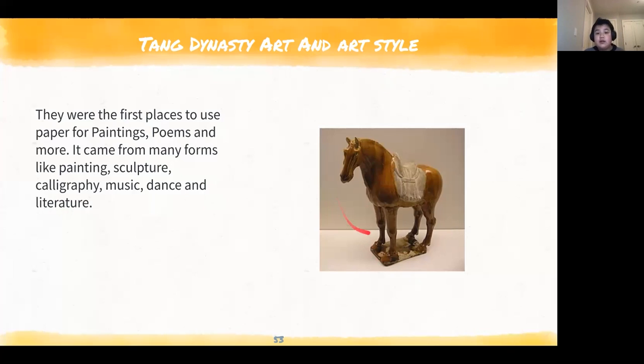So, Camille, what do you see on the right here? A horse? Yeah, and what do you think is cool about it and different? What do you see that is different about the regular sculptures? Platform? Yeah, that's correct. The horse is on a platform.